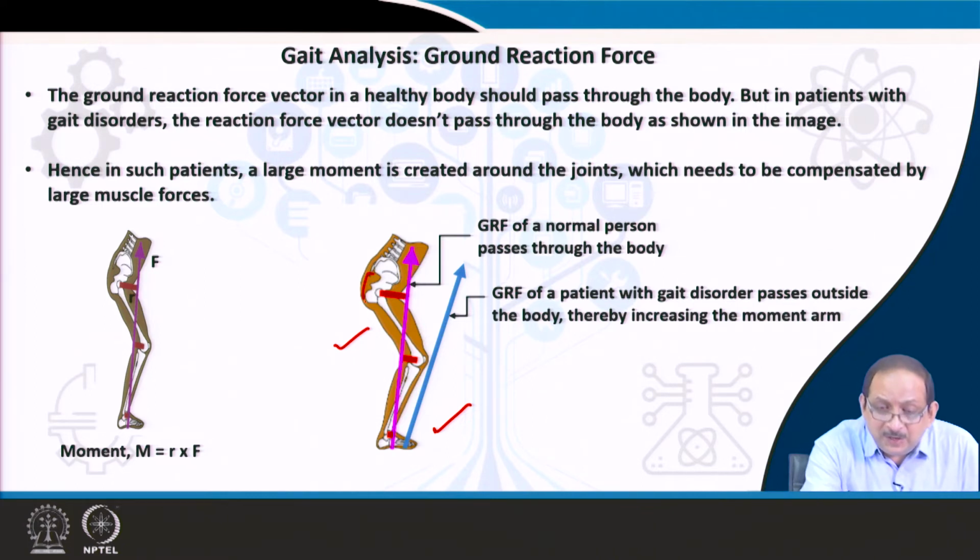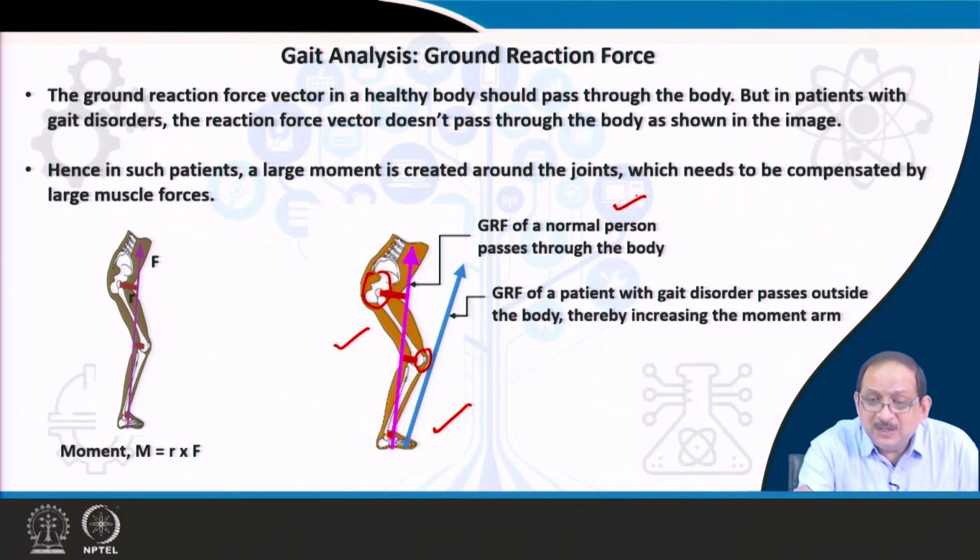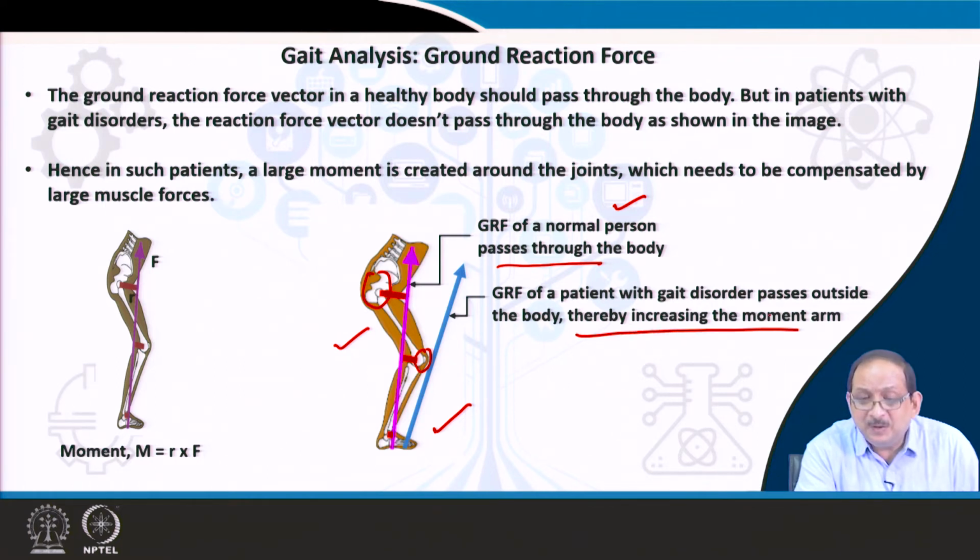So, there is one joint here, the hip joint, another joint here, the knee joint. So, the large moment is created which needs to be compensated by the muscle force. For a normal person, as you can see, the ground reaction force passes through the body. When the ground reaction force is deviated due to gait disorder, it passes outside the body, increasing the moment arms. The moment arms are here.